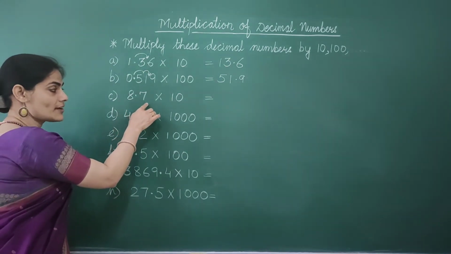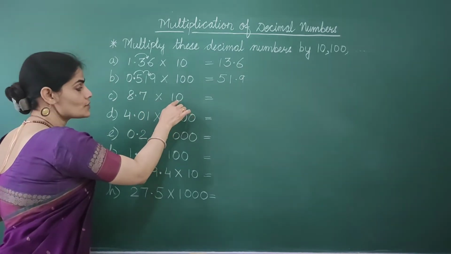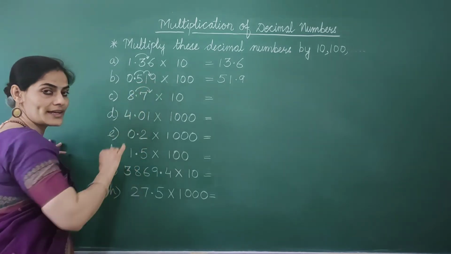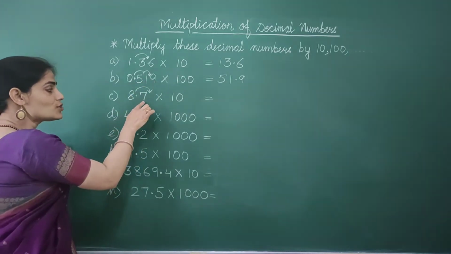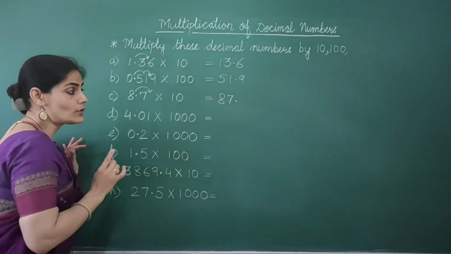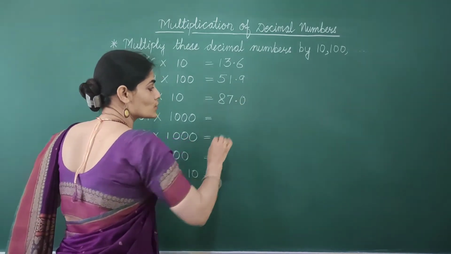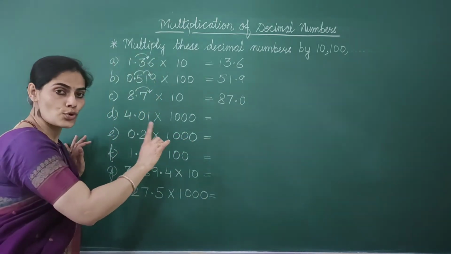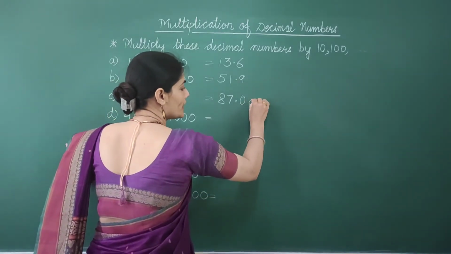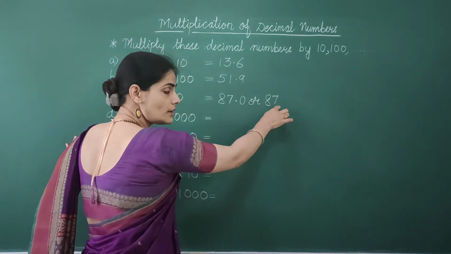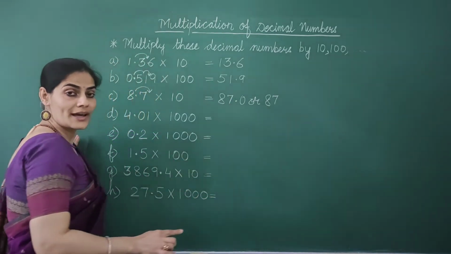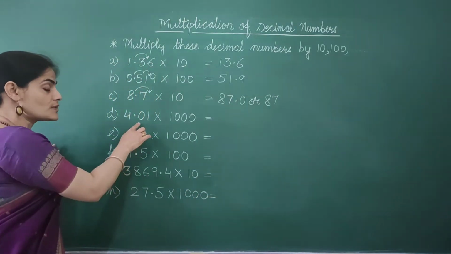Look at the next part. This is 8.7 multiplied by 10. So 10 has got 1 zero. The decimal point is going to shift towards the right by 1 place. So 8.7 now becomes 87 point. We don't leave the point like this, so I add 1 zero. Now you have one more choice. 87.0 is equal to 87. So either you write 87 or you just write 87.0. It's one and the same thing.